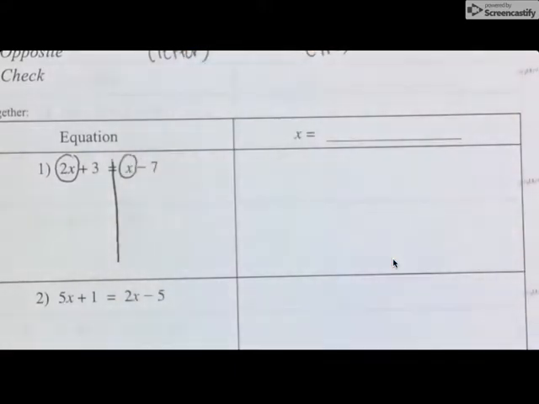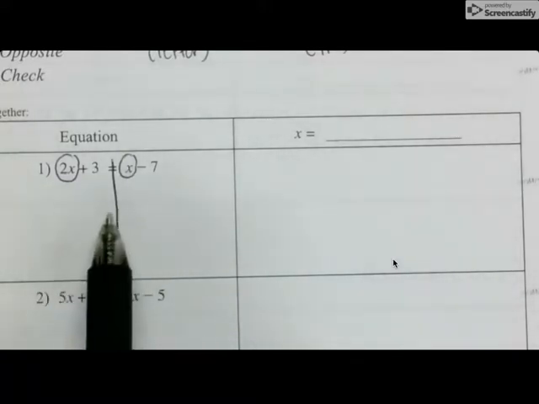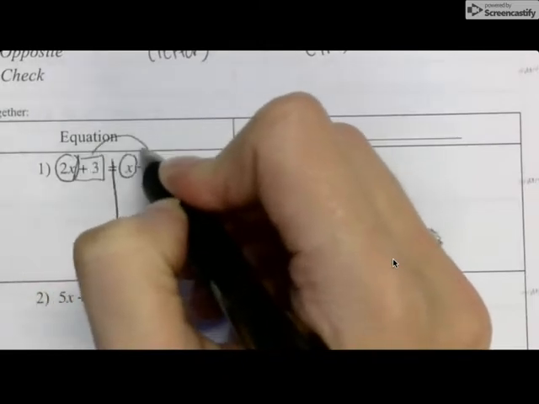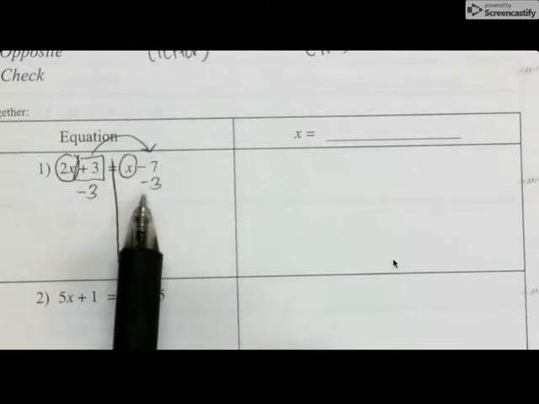So, just like before, I'm going to circle what I want to get alone. Now, because we're used to moving numbers, we can move the numbers first. So I'm going to move this to this side. Because it says plus 3, I'm going to minus 3. Notice how I put it underneath the 3 here, and I put it underneath the 7 here.